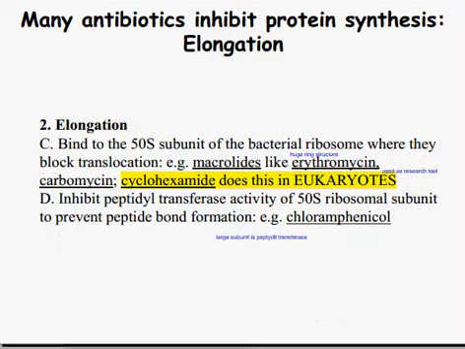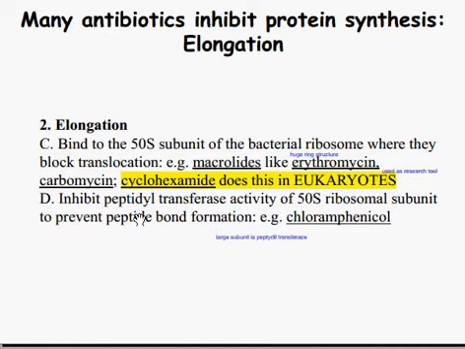Okay. Many antibiotics inhibit the protein elongation. So they bind to the 50S subunit of the bacterial ribosome, where they block translocation. Examples of the translocation blockers are your macrolides, like erythromycin, which has a huge ring structure and causes the thing to not go through. Carbomycin, or cycloheximide, which does this in eukaryotes. This is used as a research tool only, cycloheximide.